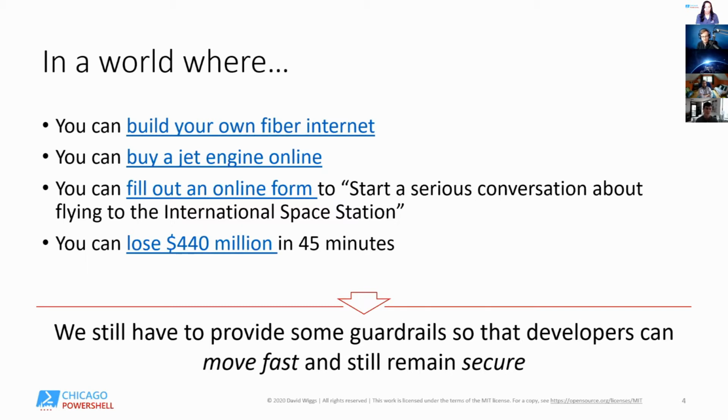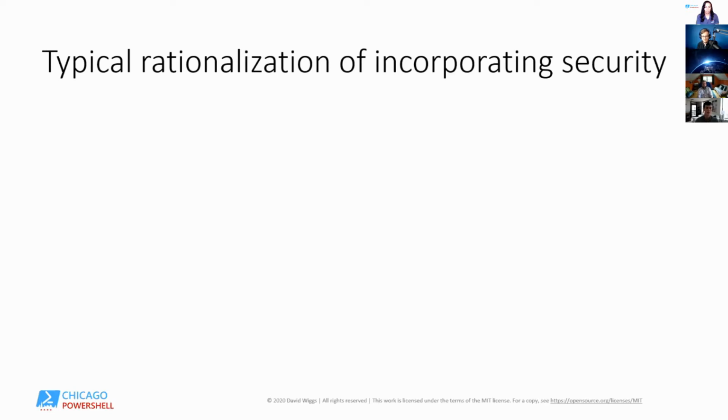So this is this tried and true problem, right? We've come all this way, but we still have some of the fundamental problems that we deal with on an ongoing basis in the IT community, whether you're in operations or security or infrastructure architecture. And because of this, a typical rationalization of incorporating security looks something like this. I know that I'm being a little bit crude here, but it helps for the flavor of the talk.